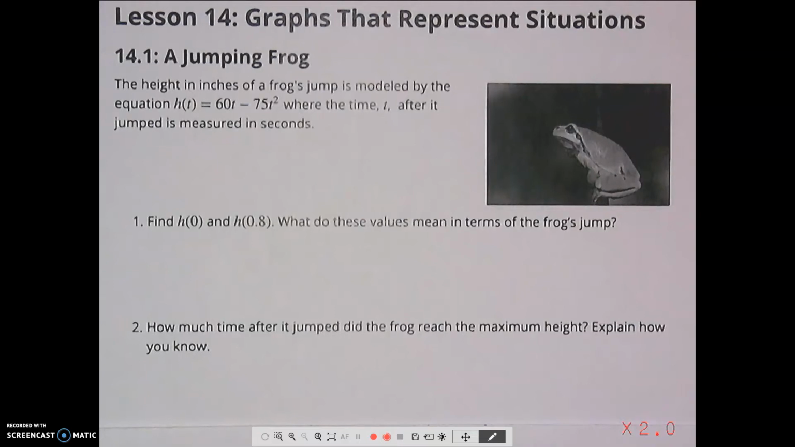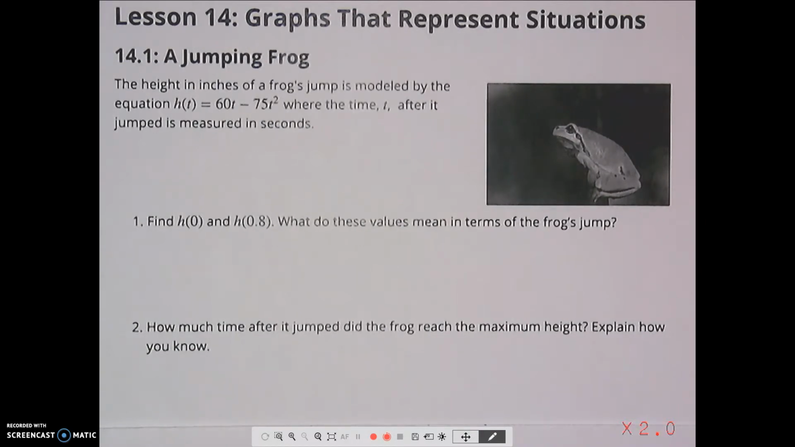Today we're going to talk about graphs that represent situations. So our warm-up question today is about a jumping frog. The height in inches of a frog's jump is modeled by the equation h of t equals 60t minus 75t squared, where the time t after it jumped is measured in seconds. So find h of 0 and h of 8/10. What do these values mean in terms of the frog's jump?